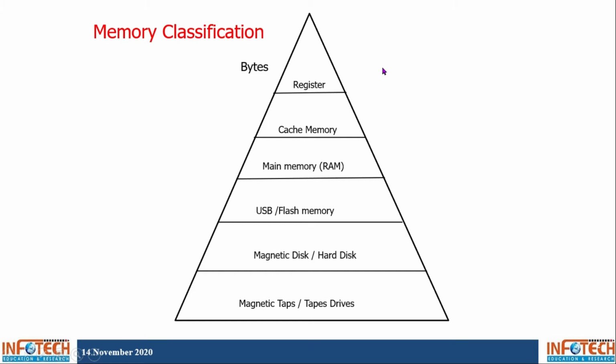The next one is the cache memory. Cache memory has only KB or MB. An example of cache memory is static RAM, that is the SRAM. SRAM is used for cache memory work.